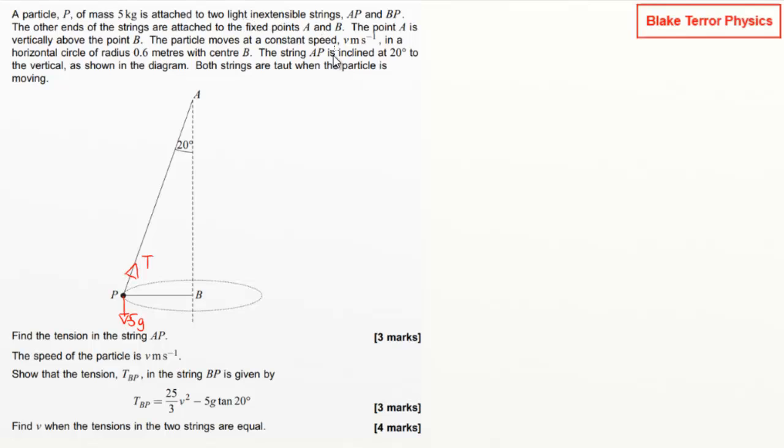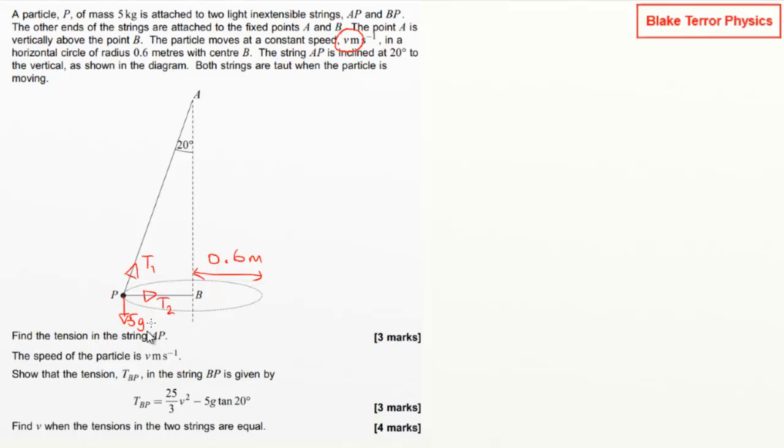Attached to two light inextensible strings, AP and PB, or BP as they've put it. The other ends of the strings are attached to fixed points A and B. So we've got two tensions here, a T1 and a T2. Particle moves at constant speed of v meters per second in a horizontal circle, radius 0.6 meters. So let's put that on, 0.6 meters. Center B, the angle of 20 degrees they've given us. Both strings are taut. Find the tension in the string AP.